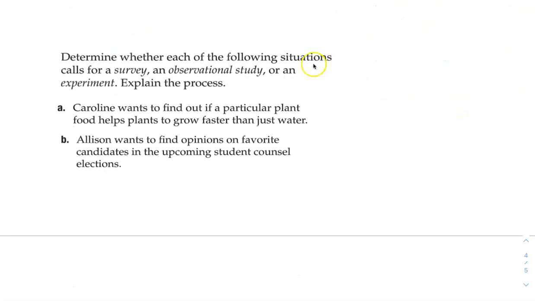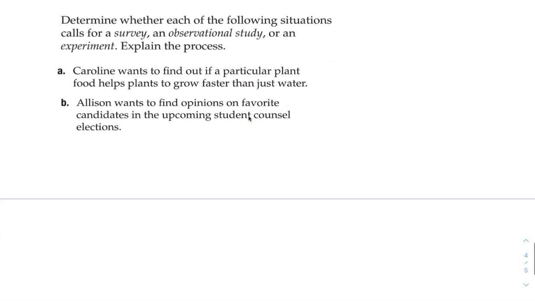Determine whether each of the following situations calls for a survey, observational study, or experiment. Explain the process. Caroline wants to find out if a particular plant food helps plants grow faster than water. I would do an experiment on that. Do half with the plant food, half without, would be my guess. That's the way I would do it. Right, so you need a control group and then you need an experimental group. So use half and half and then see if it works.